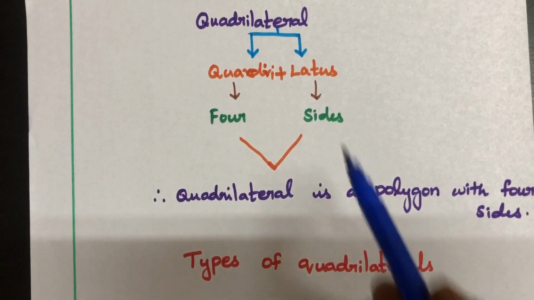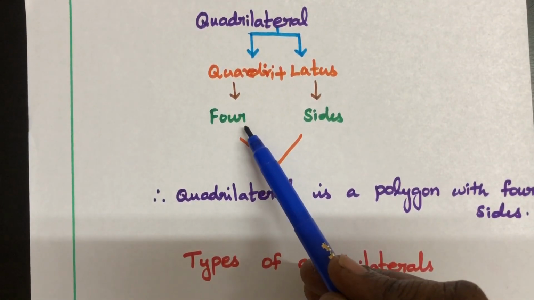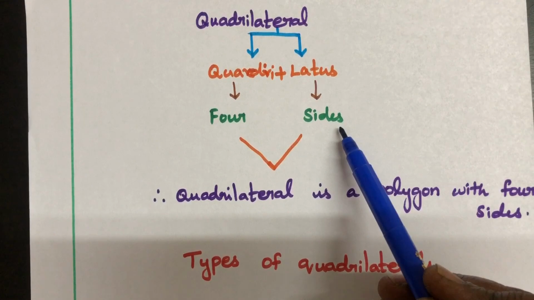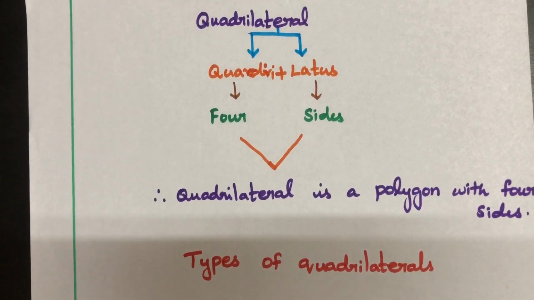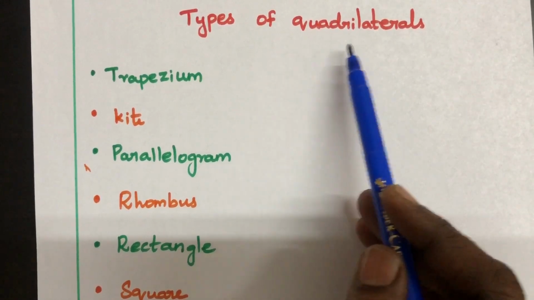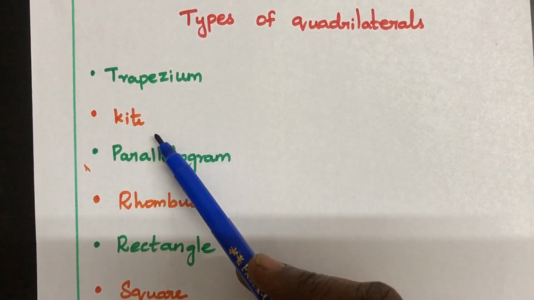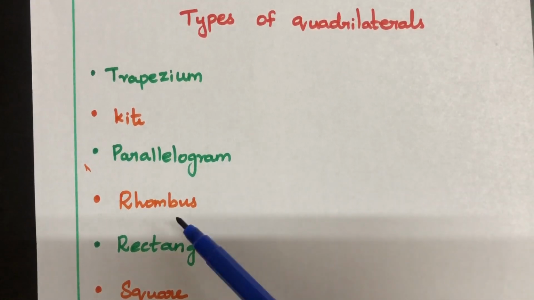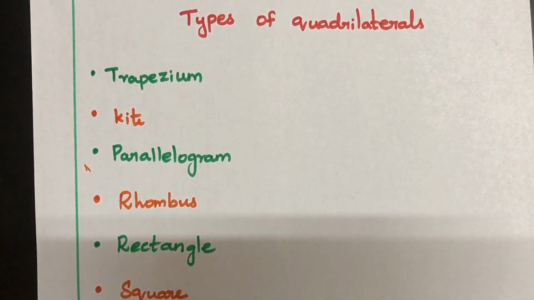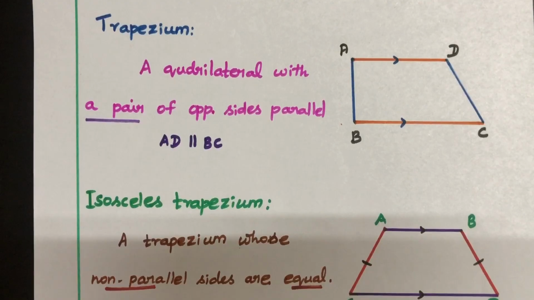Next, quadrilateral. Quadri plus latus. Quadri means 4. Latus means sides. Quadrilateral is a polygon with 4 sides. Types of quadrilaterals: first one, trapezium, kite, parallelogram, rhombus, rectangle and square. We will see each one of them one by one.